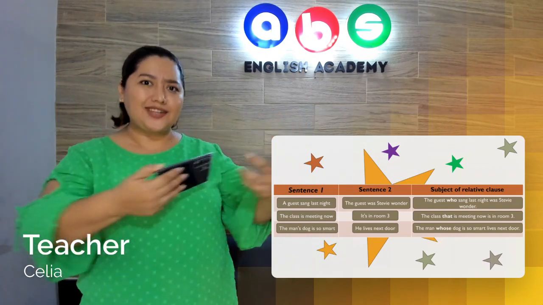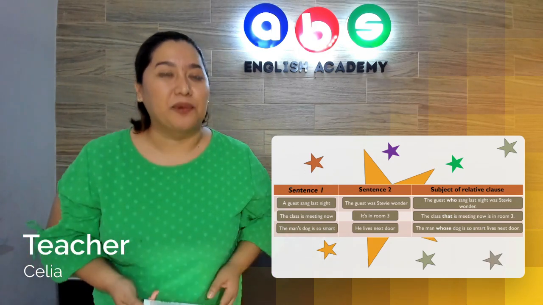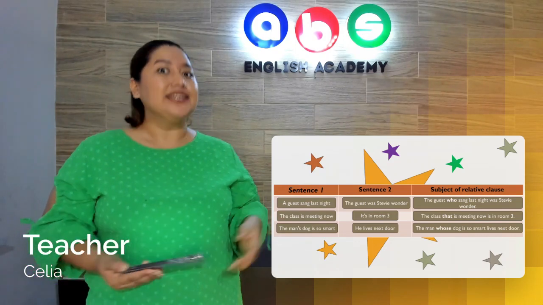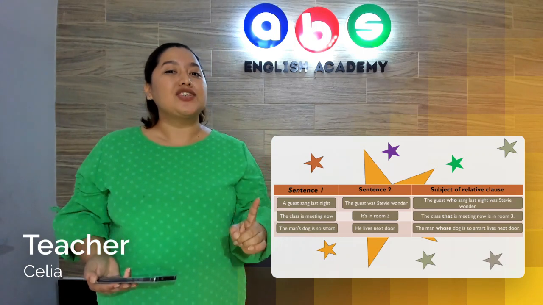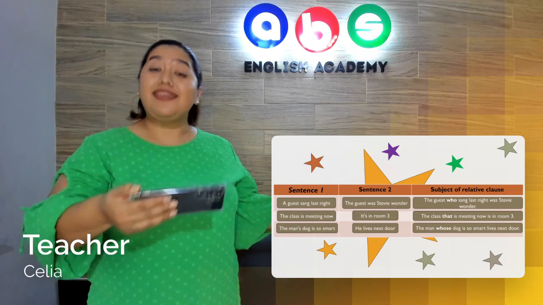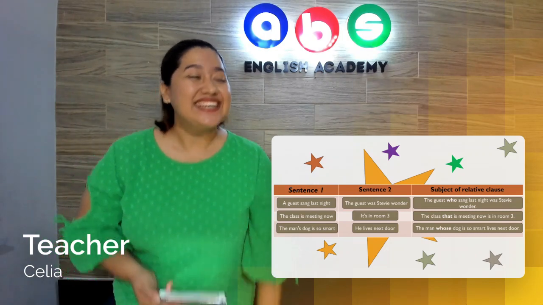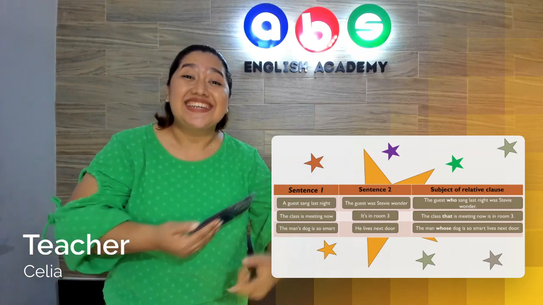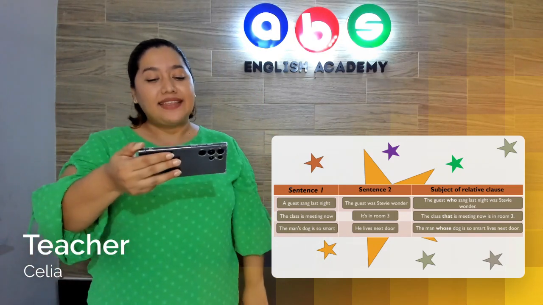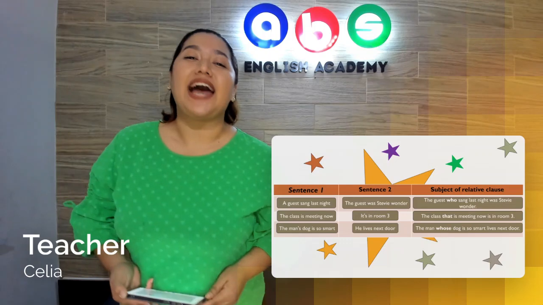Okay, how can we relate or match these two sentences into one? Of course, using a relative pronoun. By the way, we are talking about the guest. So the guest, Stevie Wonder, is a subject. So we need to use a subject relative pronoun. Let's see the result. And we have: the guest whose song last night was Stevie Wonder. Can you see? We match the two ideas into one using a relative pronoun. And repeat it: the guest whose song last night was Stevie Wonder. Excellent, we did it. Let's see another example.